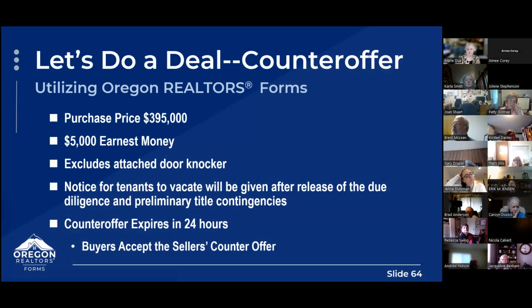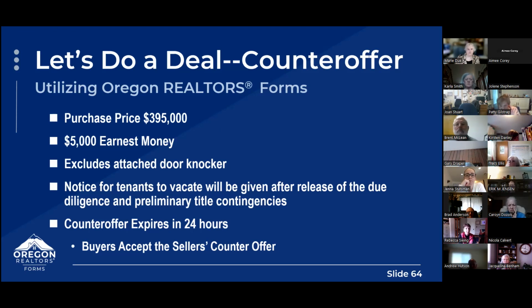They came in at 385. You're going to counter at 395, up the earnest money by $1,000. Make sure that you notice the door knocker is not included. Notice for tenants to vacate being given after release of the due diligence and preliminary title contingencies. So we're addressing things that we know. And then the counter offer expires in 24 hours.